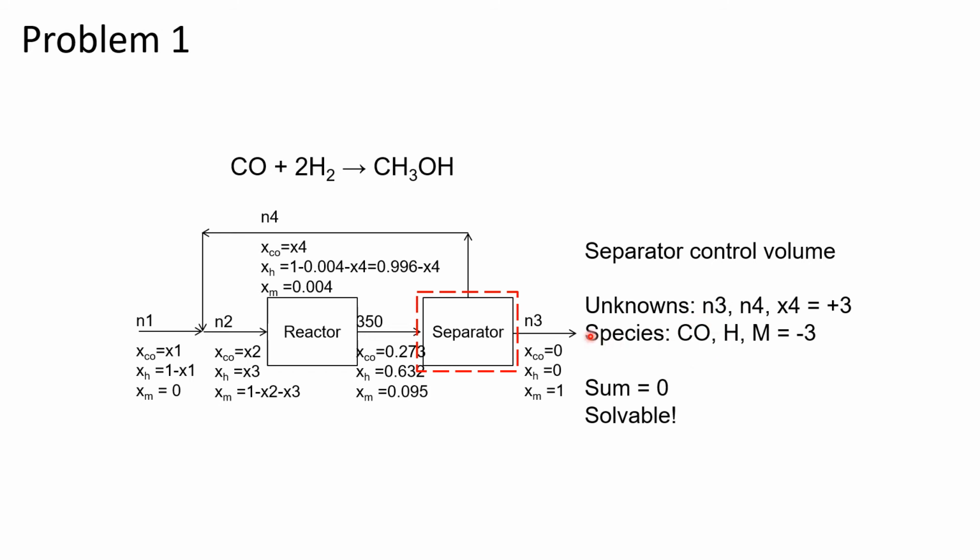We'll be able to solve for the flow rate of the methanol coming out, N3, for the flow rate of the recycle stream, N4, and the fraction of that stream which is CO, X4. So what I would recommend is that you pause right now and write down the molecular species balances for carbon monoxide, for hydrogen, and for methanol for the separator control volume that you see here.